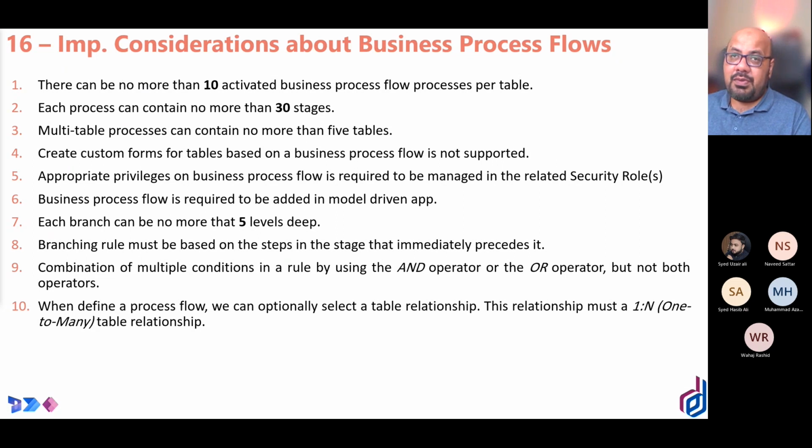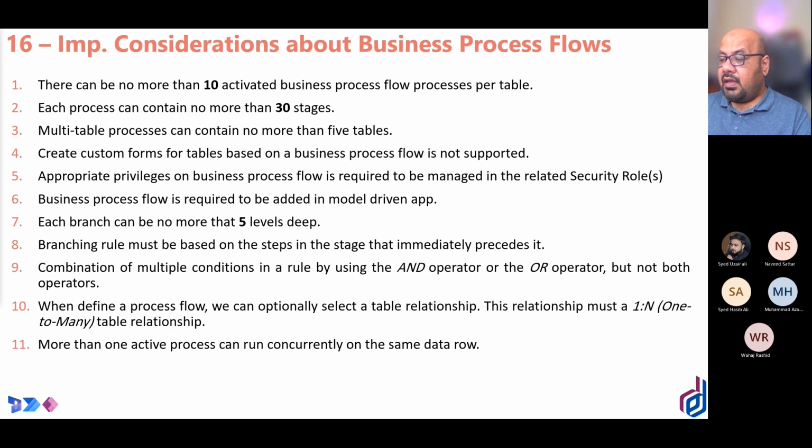So the relationship must be a one-to-many relationship. Then, more importantly, you can't have more than one active process on a particular data row, or you can say on the stage of the record. So only one business process flow can be activated at one time. If you switch the process, the system will deactivate the older one and activate the new one. That is a very important point to think about when you are setting up any business process flow.